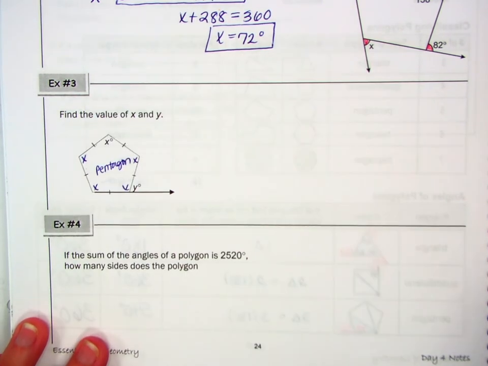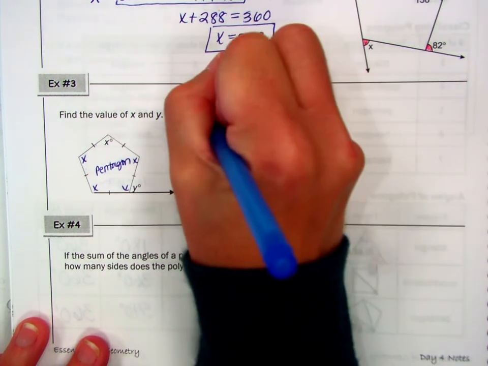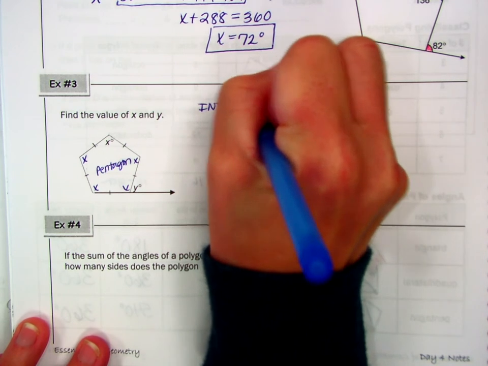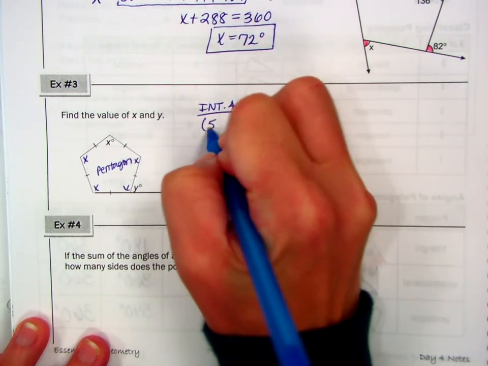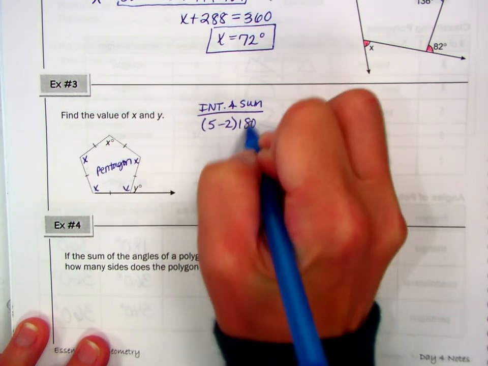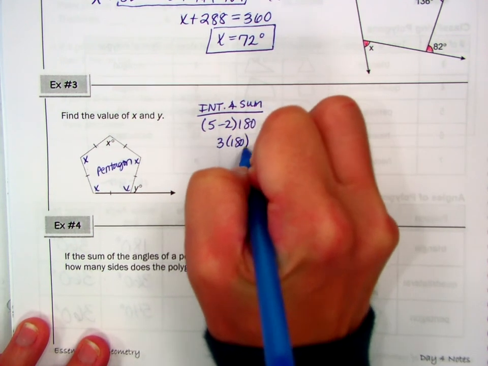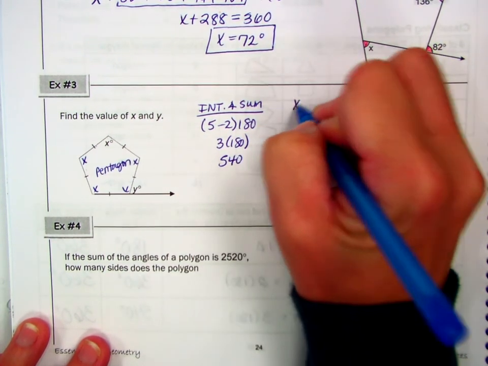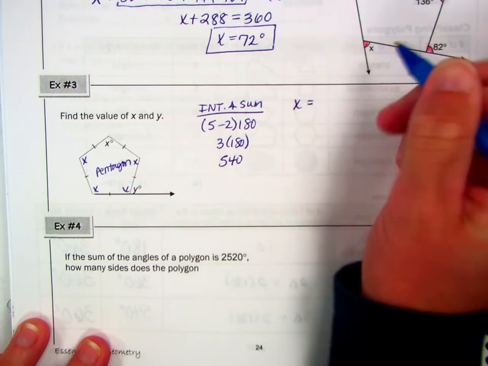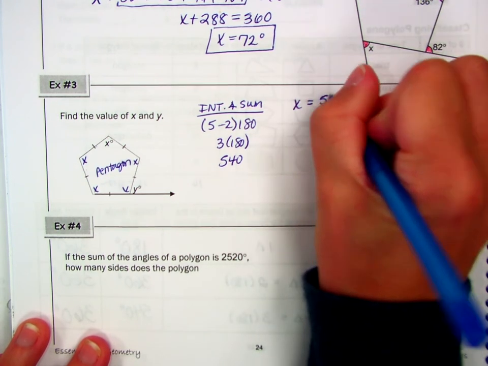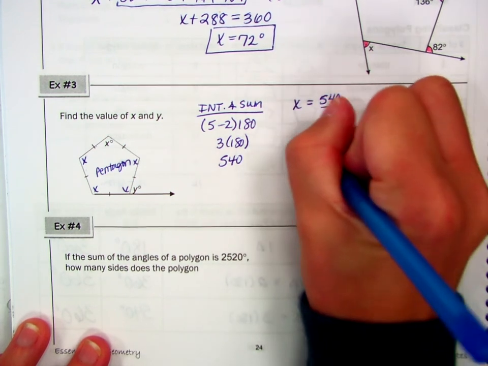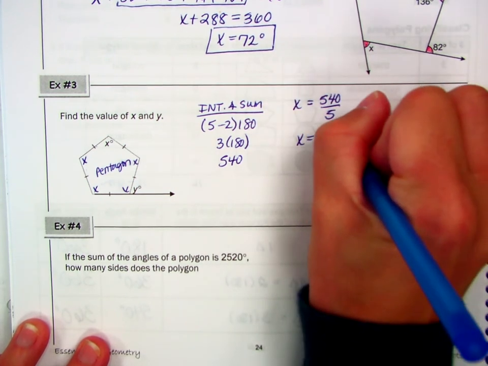Okay, the interior angle sum we found on the previous page, but if you didn't remember it, we first have to find the interior angle sum by doing 5 minus 2 times 180. So 3 times 180 is 540. Now, x would be one of those five angles, so we can just take 540 and divide it by 5. Okay, so then x is equal to 108 degrees.